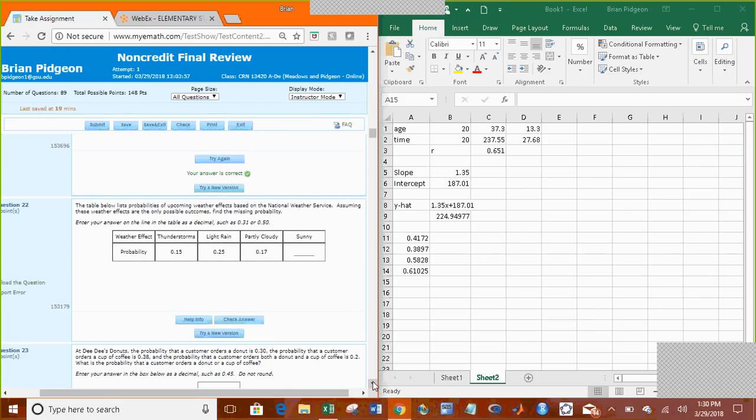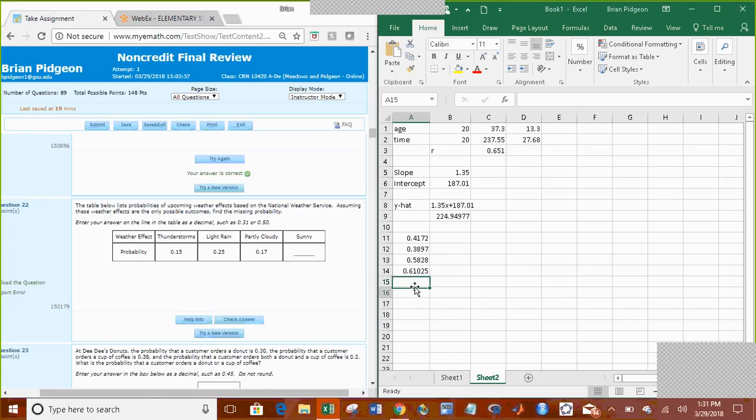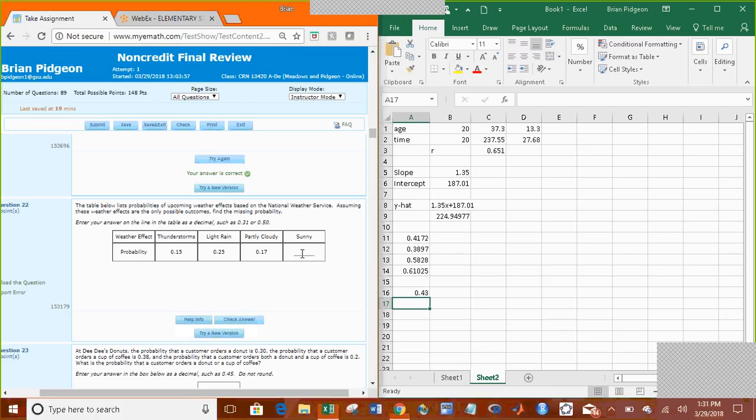Okay. Number 22. The table below lists probabilities of upcoming weather events based on the National Weather Service. Assuming these weather effects are the only possible outcomes, find the missing probability. So what we need to do is, we know that all of our probabilities add up to 1. So assuming these are the only 4 events, we know that all of them have to add to 1. So to get the missing probability, just take 1 minus the ones that were given to you. Which means that there's a 43% chance that it's sunny.